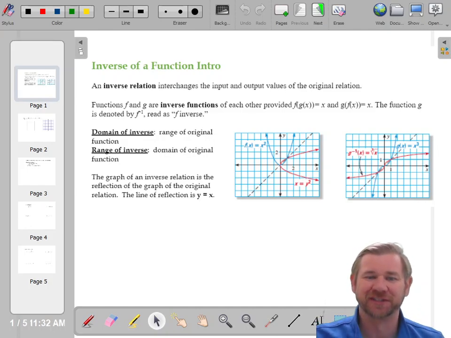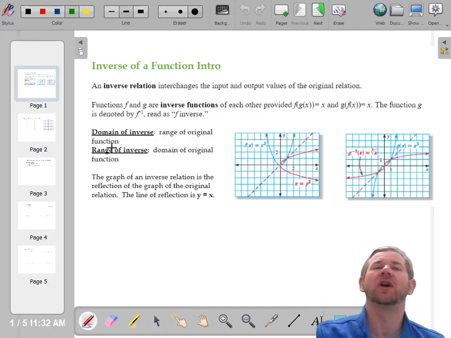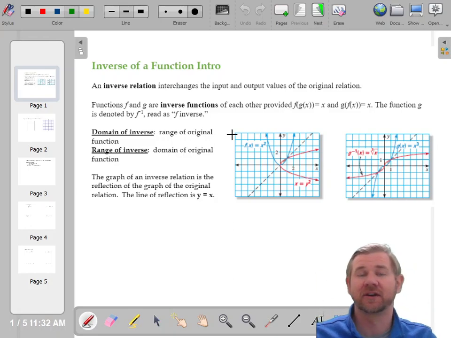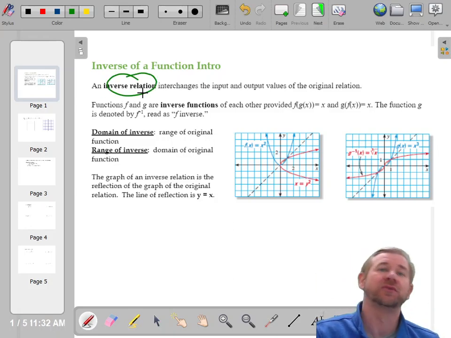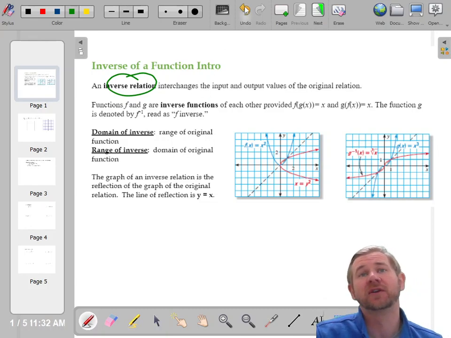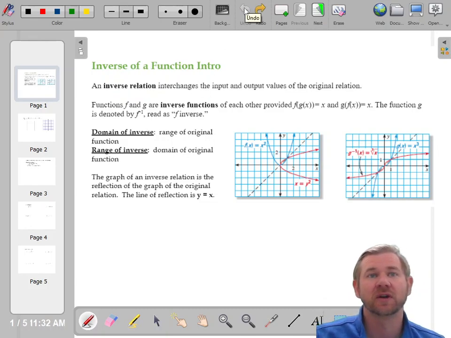Let's talk about inverse functions. So we've got our functions, the vertical line test, all that stuff. We're going to talk about inverse relations or maybe inverse functions. Some relations are functions, some aren't.